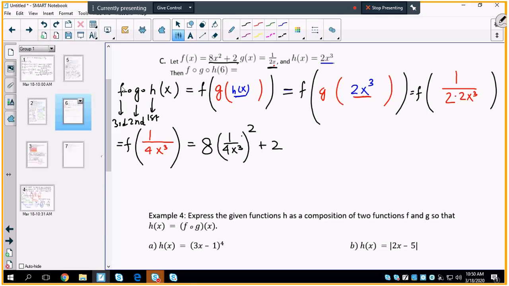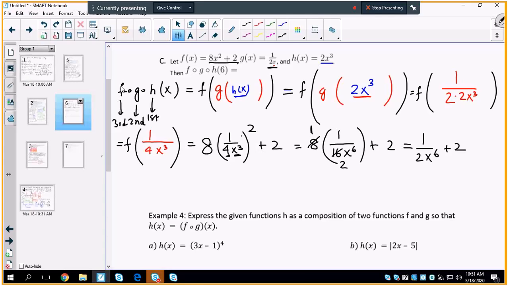Remember, you have a fraction, so square the top, square the bottom. So you get 8 times 1 squared is still 1. 4 squared is 16. X to the power 3 squared is x to the power 6. I simply multiplied the two powers. Plus 2. Now see, I can divide 8 and 16 both by 8. I will get 1 on top, 2 on bottom. 1 times 1 on the top is 1, and the bottom is simply 2x to the power 6 plus 2. So I have simplified the composition of three functions, f, g, and h.